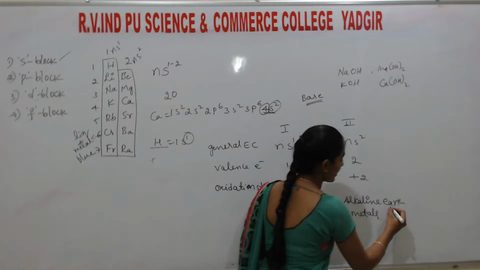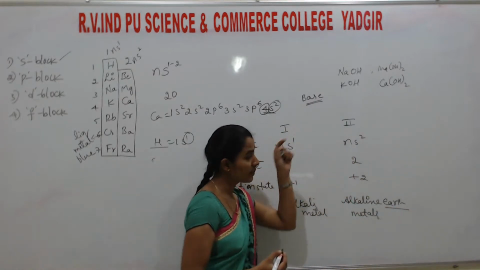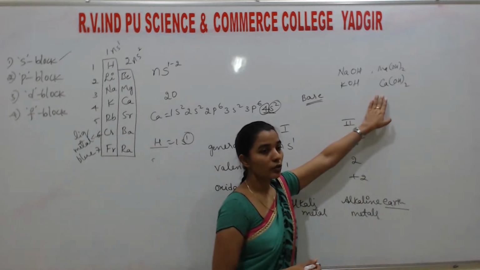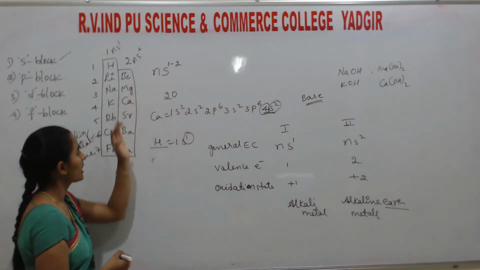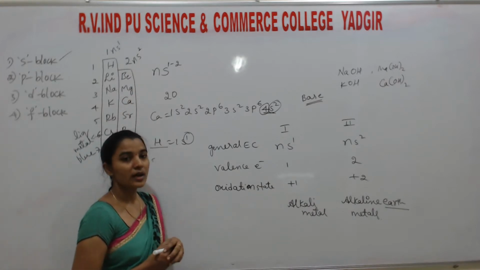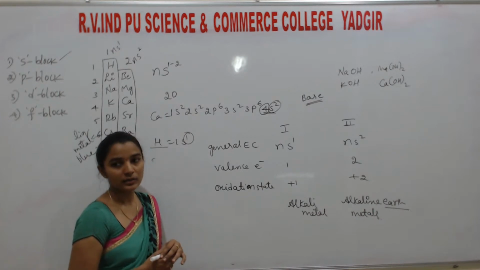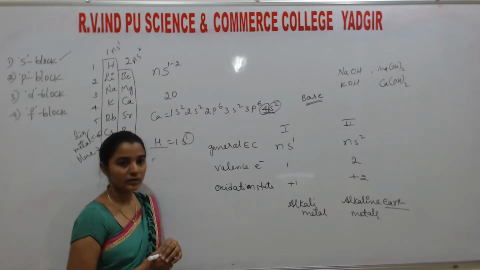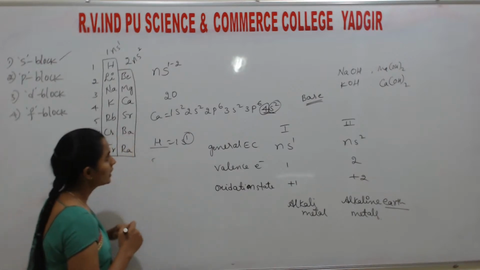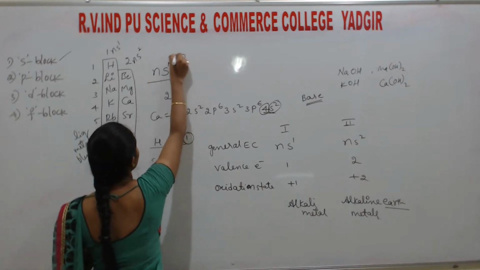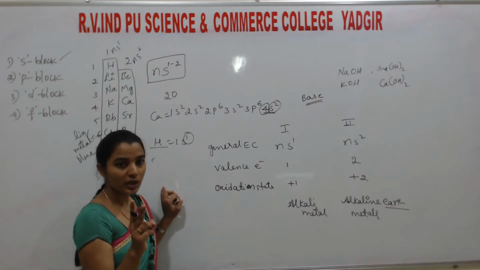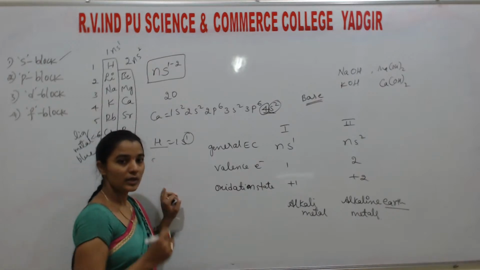Why are these called alkaline earth metals? Because those metals are available in the earth's crust. So these second group elements, whether it is barium, magnesium, calcium, or strontium, are all available in the earth's crust. That's why they are called alkaline earth metals. Understand? So this is all about the s block elements. The complete s block general configuration is ns1 to 2. In that, two groups are there: one is the first group, another is the second group.